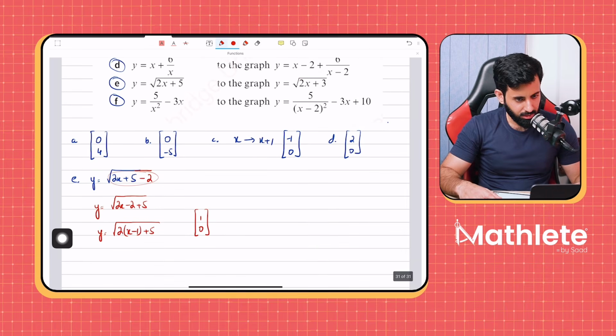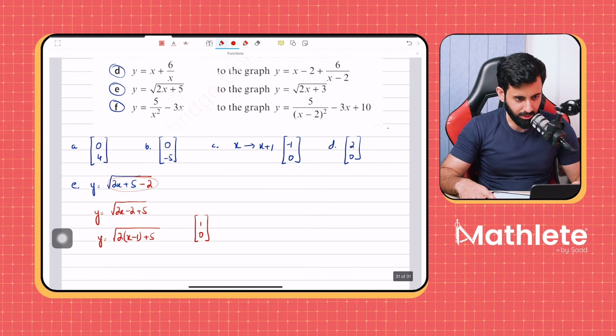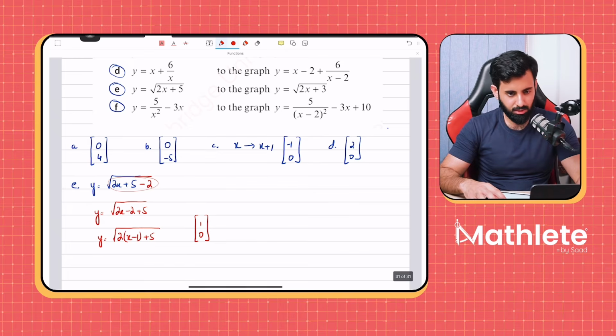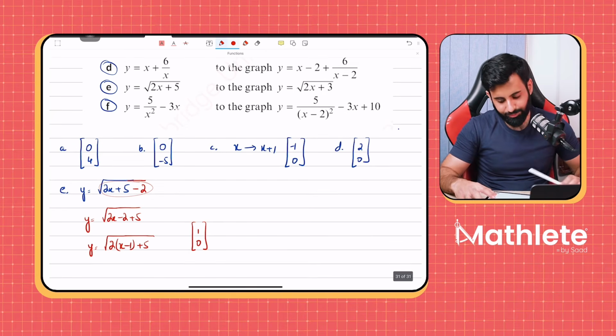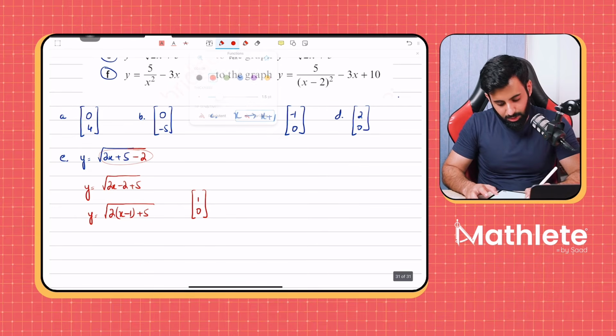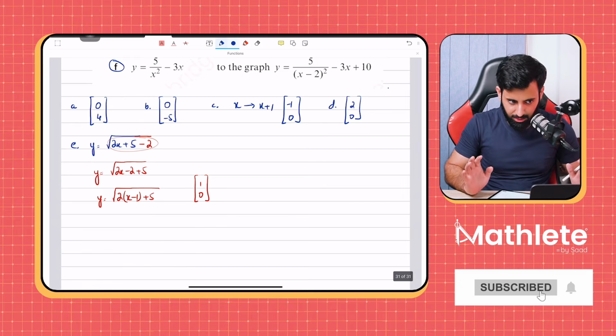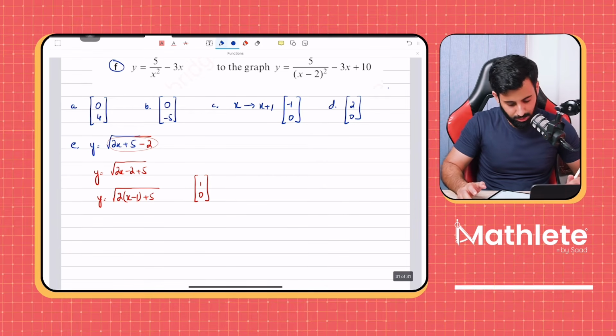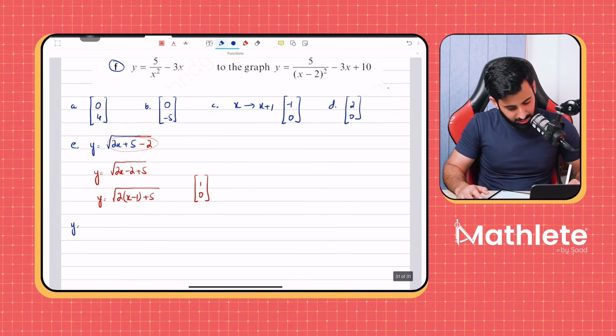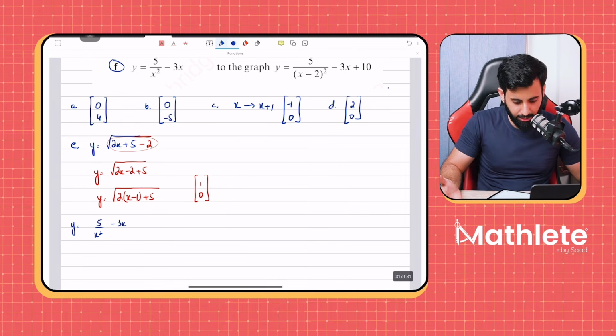2, 6. No, 2, 6 is not the correct answer. The correct answer is, let me see, 2, 4. Good job. 2, 4 is the correct answer. So I'll do it. In part F, you can clearly see that there is a horizontal translation, because your x squared has turned into x minus 2. So let's see what happens if I translate it horizontally.